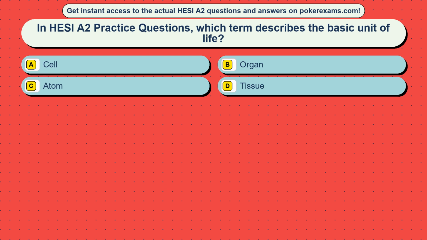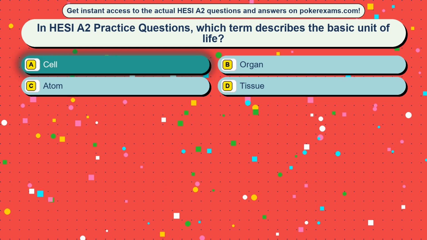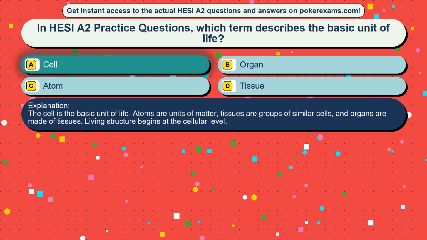Question 43. In HESI A2 practice questions, which term describes the basic unit of life? Option A, cell, option B, organ, option C, atom, option D, tissue. The correct answer is option A, cell. The cell is the basic unit of life. Atoms are units of matter, tissues are groups of similar cells, and organs are made of tissues. Living structure begins at the cellular level.